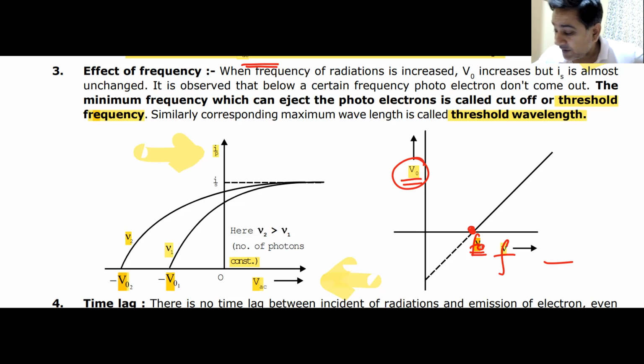But here, my dear friends, the intensity is same. Now, here intensity is same. If intensity is same, the stopping potential is same. Do we see this?